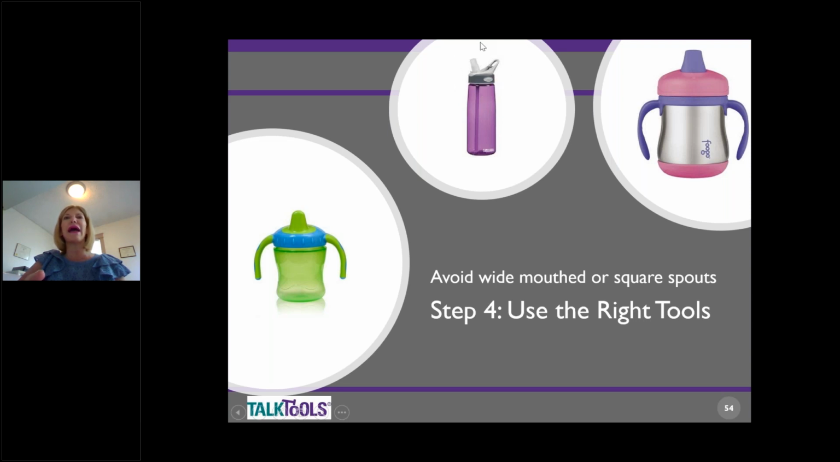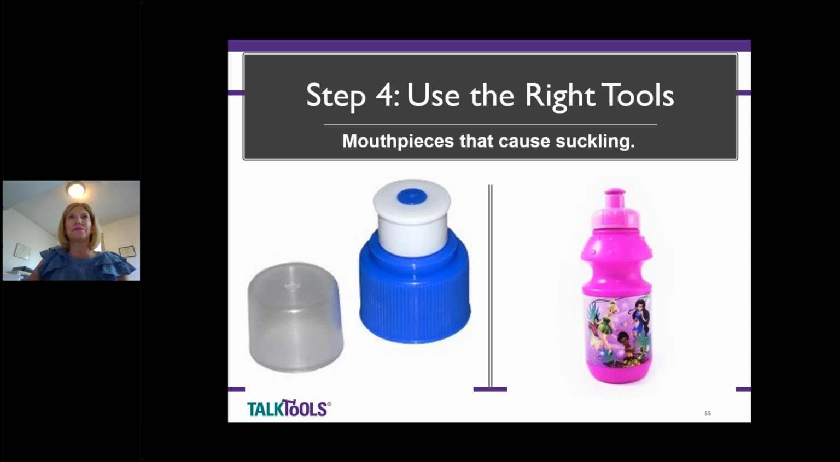It's this big, wide-mouthed, square spout that's going to cause that child to suckle. And suckling is similar to the motor pattern that's used for breast and bottle feeding. If you ever tried to drink from these cups yourself, they make my ears pop. They are forcing the child to use a much stronger suckle pattern to bring the liquid up, and that's the two-way valve doing that.